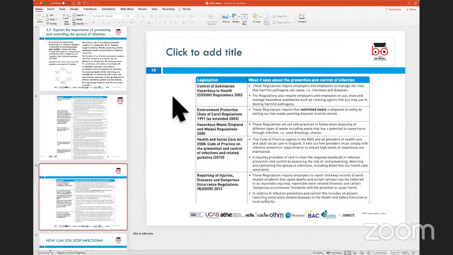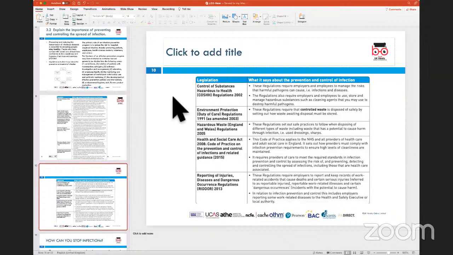There is an environmental protection regulation, which was introduced and amended in 2003, which is looking at the controlled disposal of waste, which is coming out of hospitals and such setups. That is quite important. We have the hazardous waste regulation. We have the Health and Social Care Act.